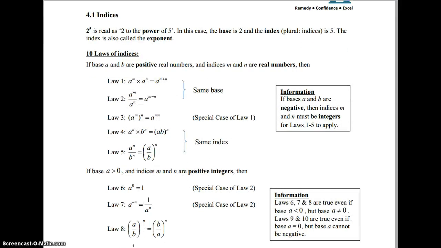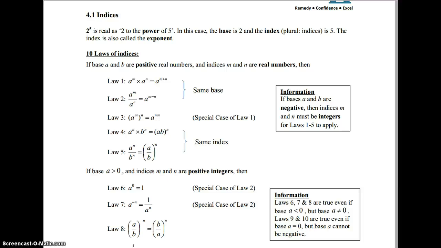So to start off, we are going to learn about indices. In fact, I believe this is a revision of what you have done in your normal elementary mathematics, but of course the questions that they will ask will definitely be much more difficult. Just a quick recap, we have studied the 10 laws of indices in our elementary mathematics.